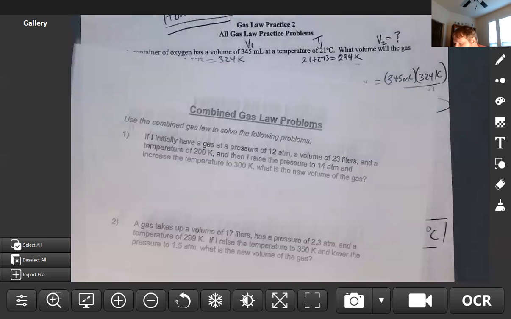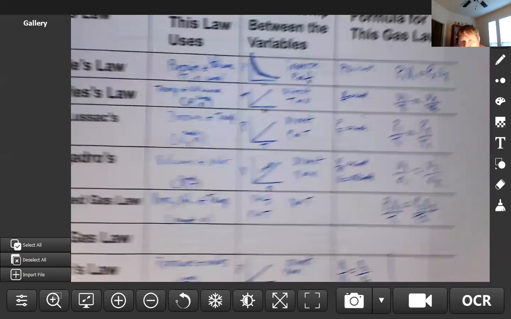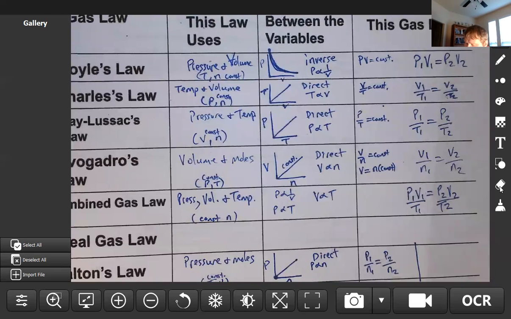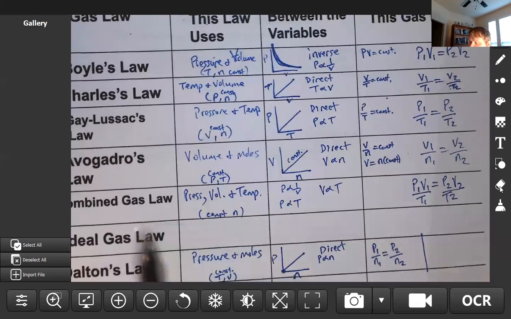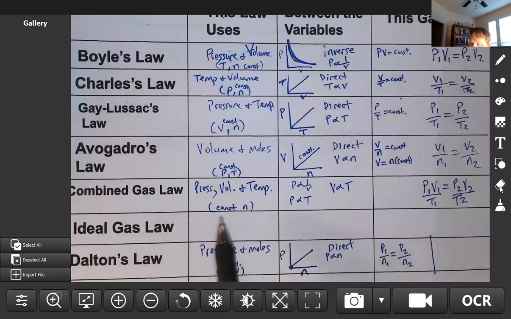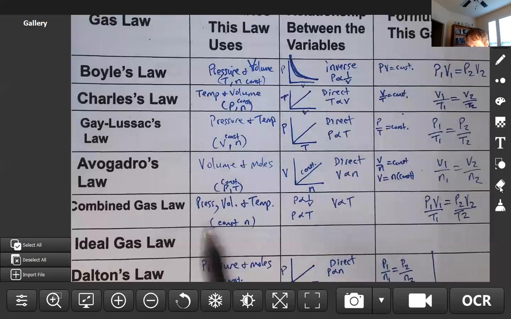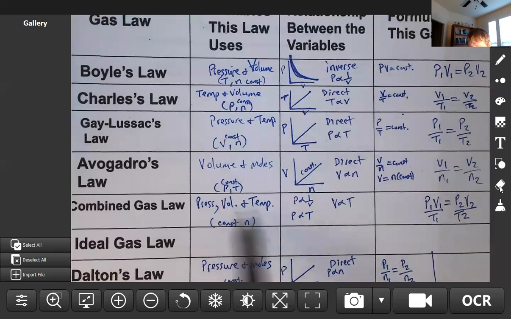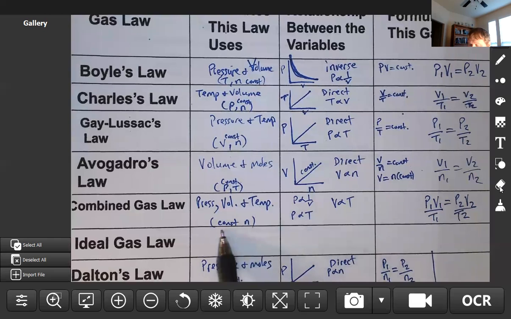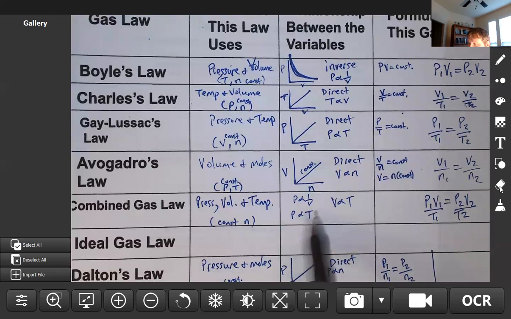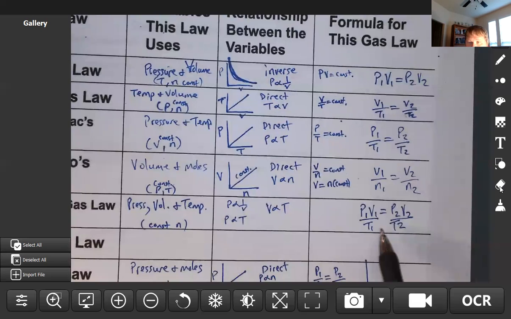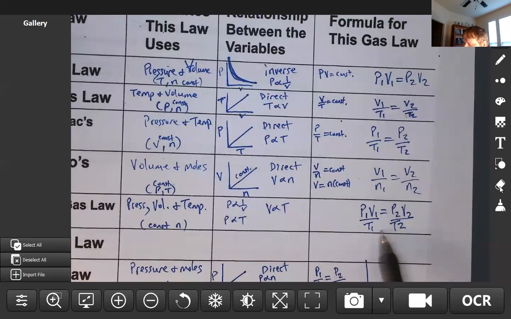Okay, so let's remind ourselves what the combined gas law is. We talked about this on Tuesday. The combined gas law comes about because out of our four variables, our four properties, we take three of them: the pressure, the volume, and the temperature. And the only thing we're holding constant is the number of moles. When we do that, we are actually going to physically combine Boyle's law, Charles's law, and Gay-Lussac's law. And this is the equation we get. You can see it's a combination.